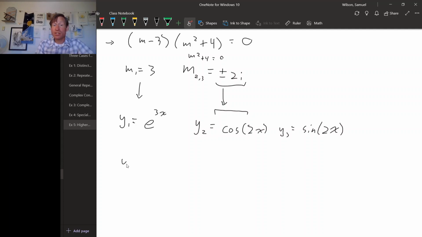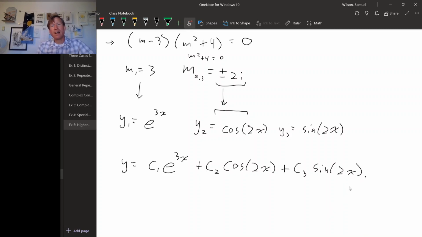So the general solution to the original differential equation would be c1 times y1, so c1 e to the 3x, plus c2 times y2, which is cosine 2x, plus c3 y3, which is sine 2x.